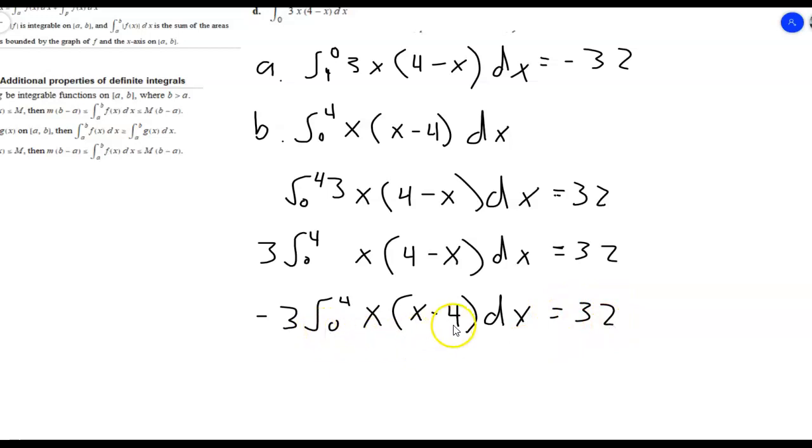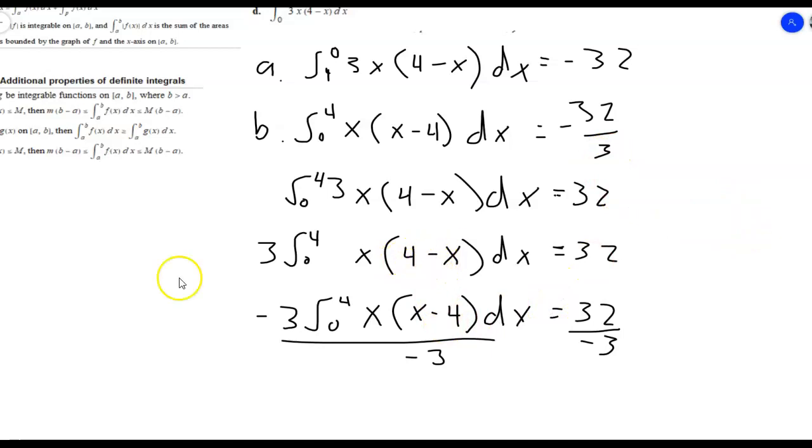So now everything here, except for the negative 3, is the same as everything here. The last thing to remember is that this negative 3 is just multiplying this integral. So if I divide both sides by negative 3, I get that this integral is equal to negative 32 over 3. And there is your answer.